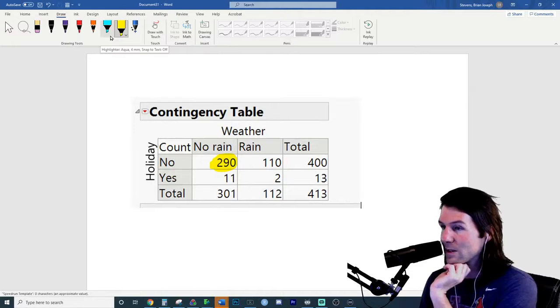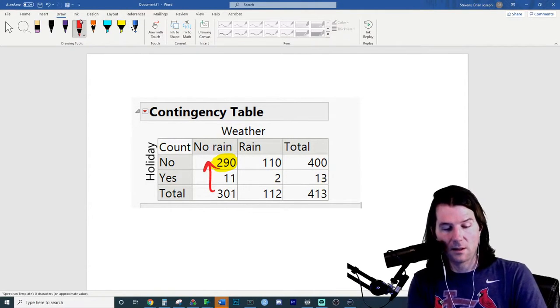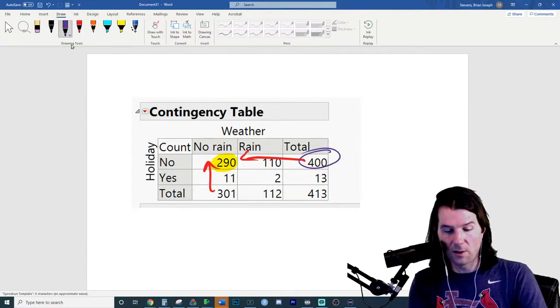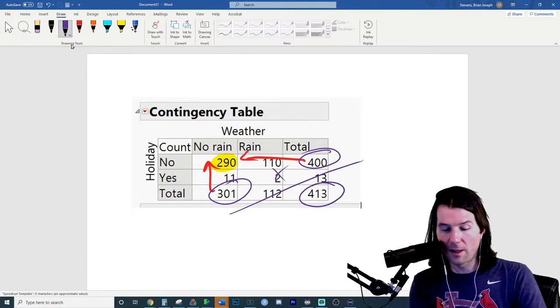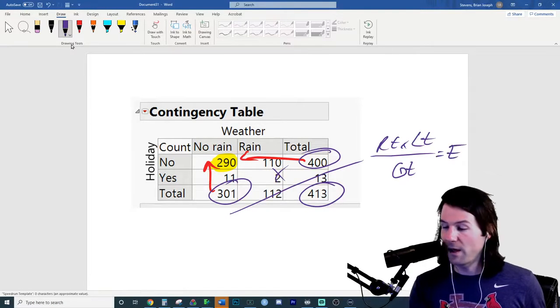How do we get the expected cell count? So remember, here are the steps. Cross in on it, so now we know what numbers we have to use. Now circle those numbers. That's the row total, column total. Multiply them and divide by the grand total. Row total times column total over grand total equals the expected.